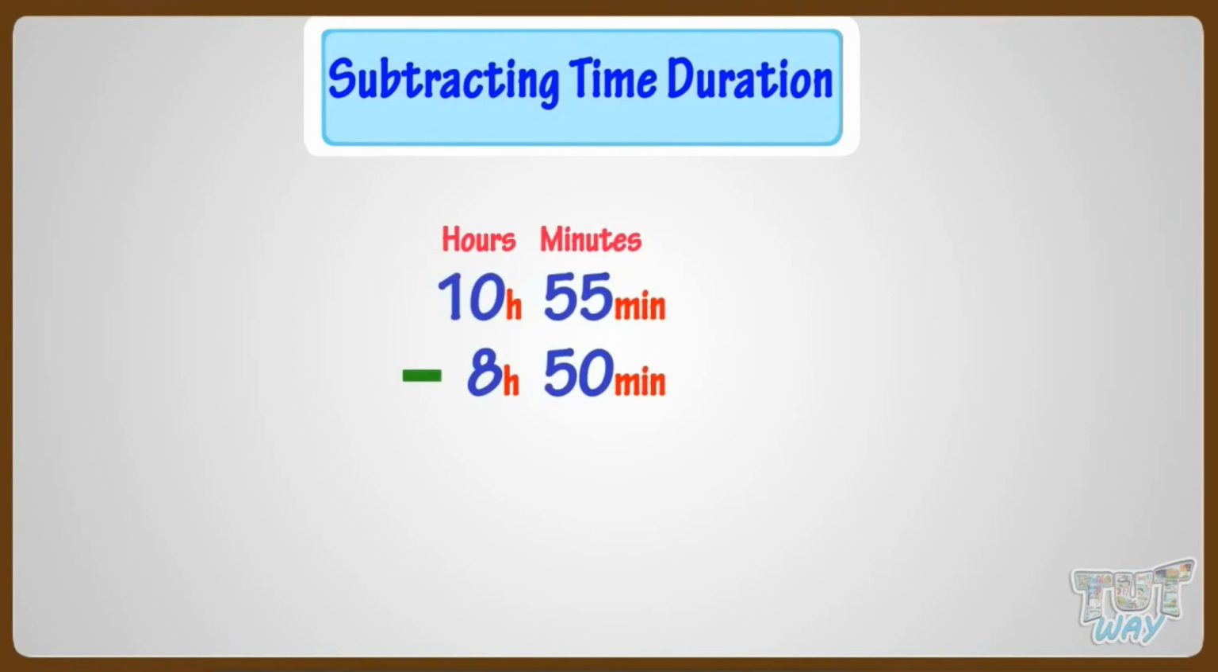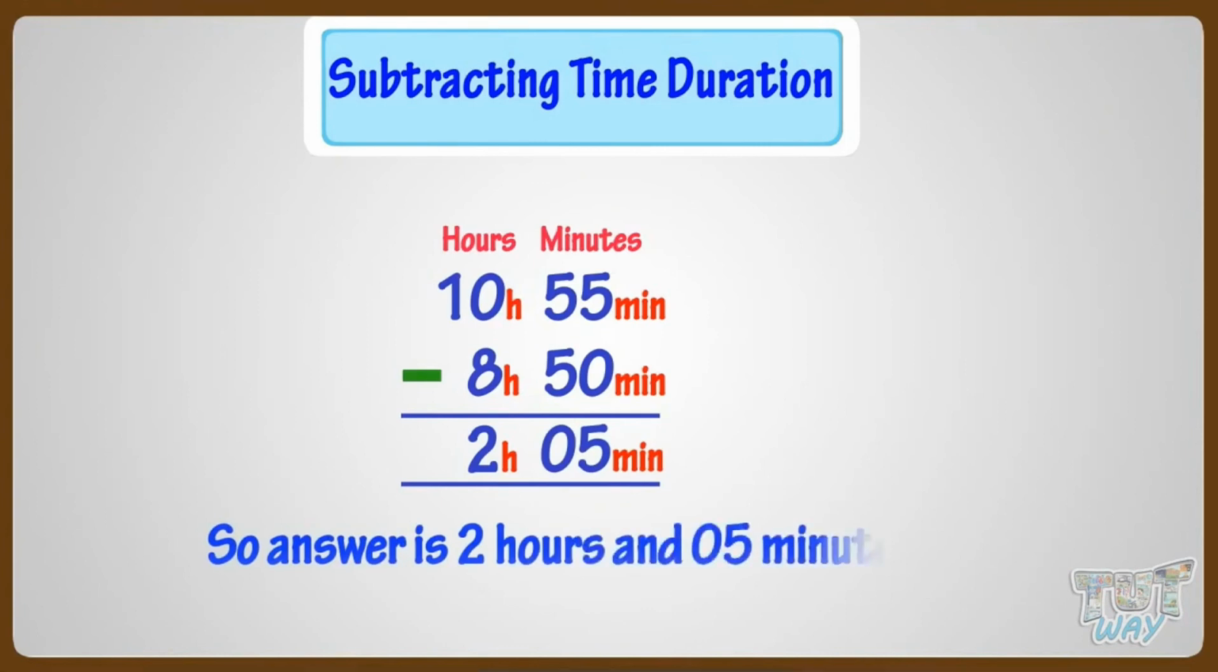Subtracting hours from hours, that is, subtracting 8 from 10, we are left with 2 hours. Subtracting minutes from minutes, that is, subtracting 50 minutes from 55 minutes, we are left with 5 minutes. So the answer is 2 hours, 5 minutes.